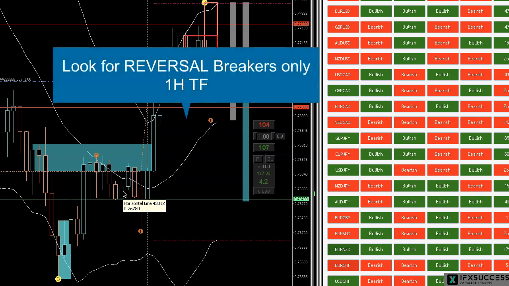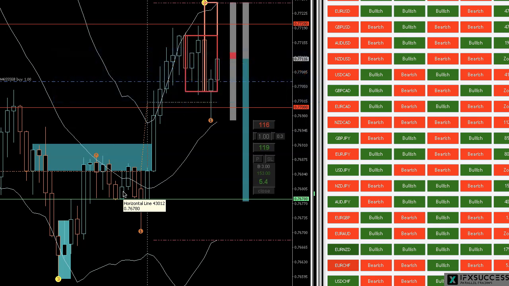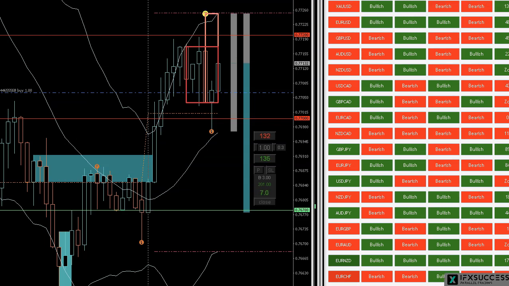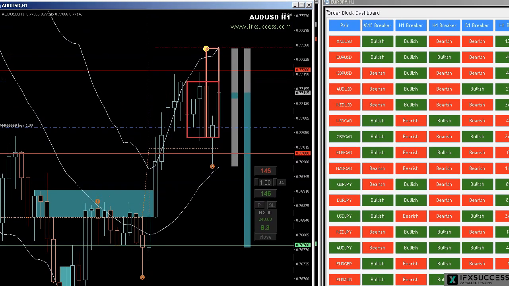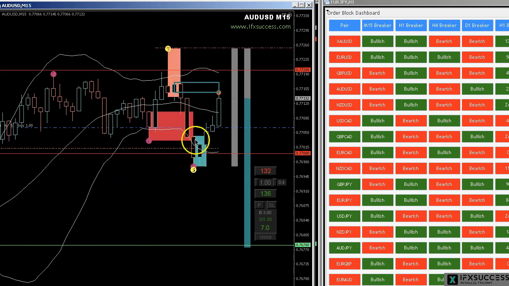I really don't suggest using the reversal breaker on smaller time frames, because it is not going to work. It is going to give you a lot of false entries. So right over here, we have an entry on Australian dollar based on the 15-minute reversal breaker. So let me just go to the 15 minutes. So we got here a reversal breaker.